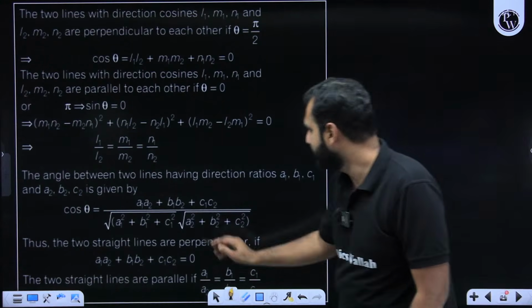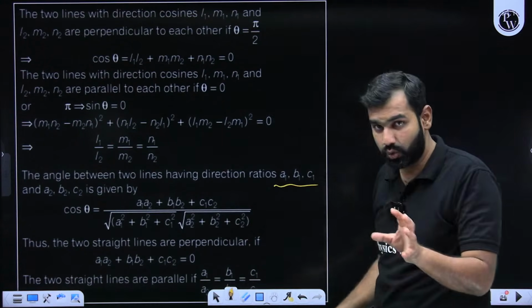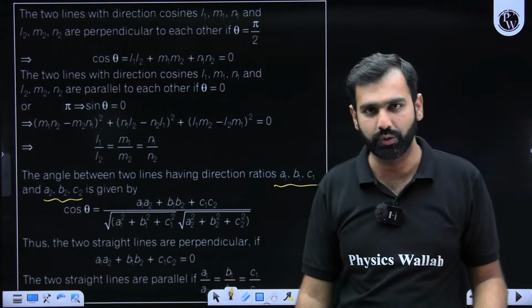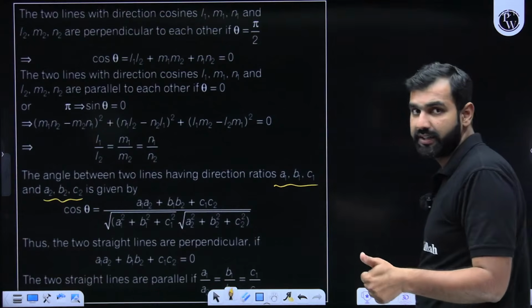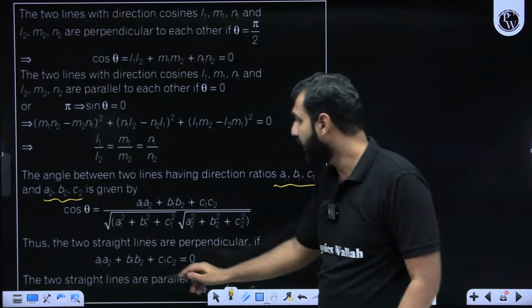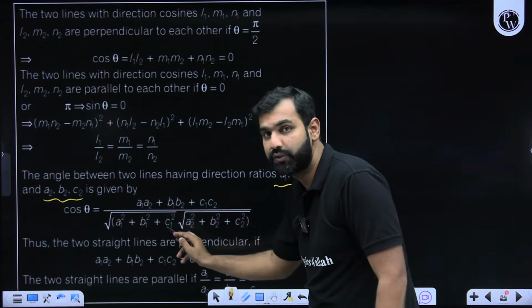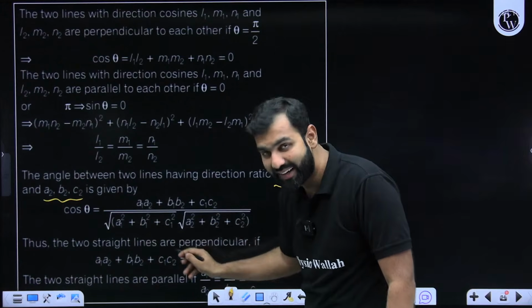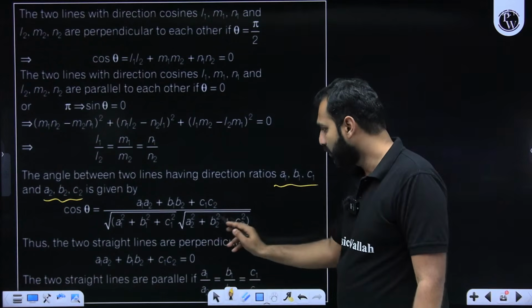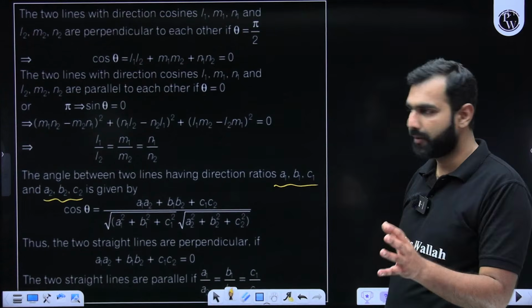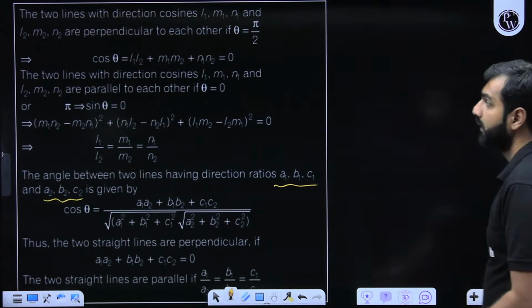In that case, let's say the direction ratios, instead of direction cosines, are A1, B1, C1 and A2, B2, C2 for these two lines. Then cos theta is given by the same as L1 L2 plus M1 M2 plus N1 N2 divided by the square root of L1 square plus M1 square plus N1 square, but for direction cosines, that will become 1. Here for direction ratios, it will stay like that, into the square root of L2 square plus M2 square plus N2 square. I hope you didn't forget that. Can we move ahead from here? I hope you all are there.